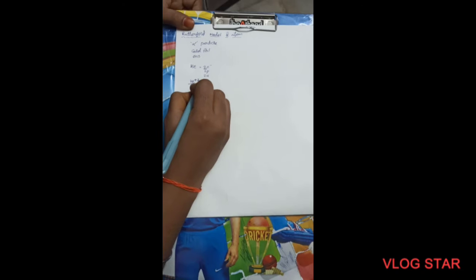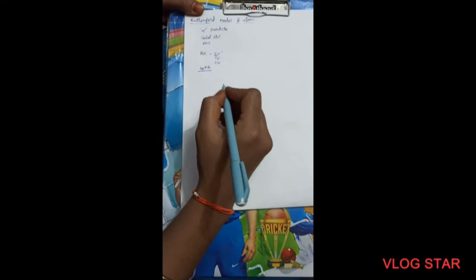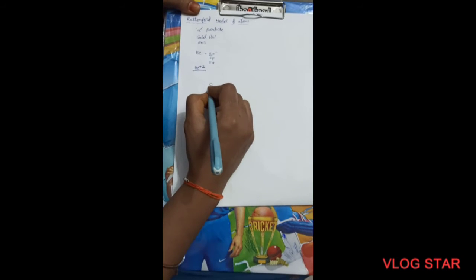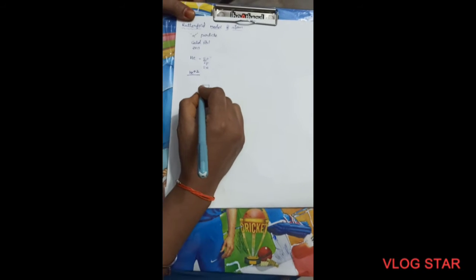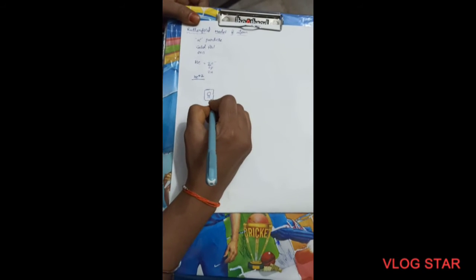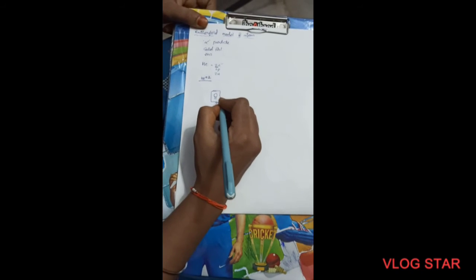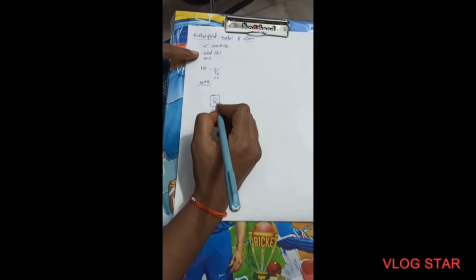In his experiment, these alpha particles are put into a lead box. See here in this diagram. This lead box has a small hole. Through this hole, these alpha particles pass onto the gold foil. Now coming to the second one, the gold foil. What is the gold foil here?